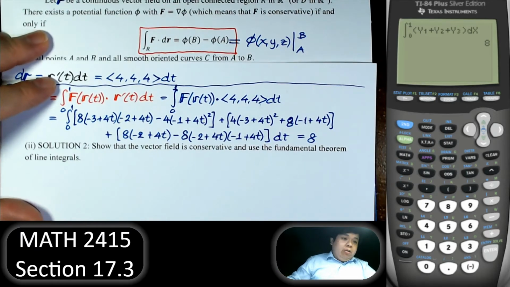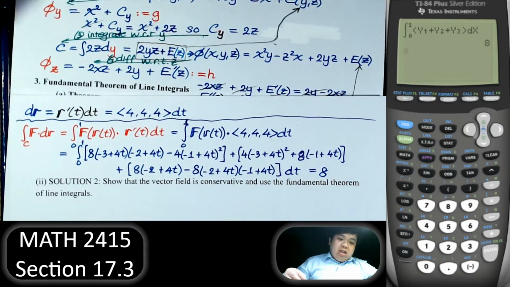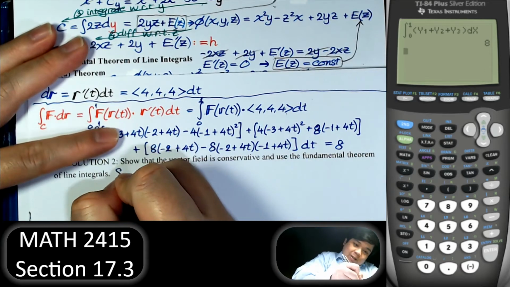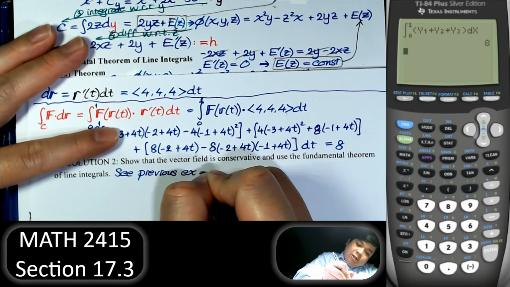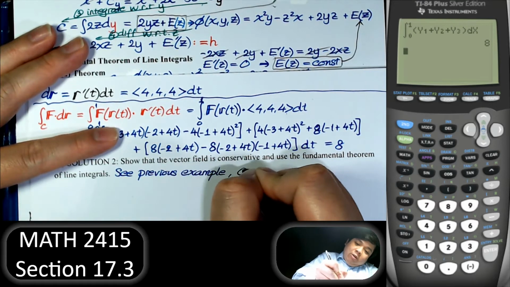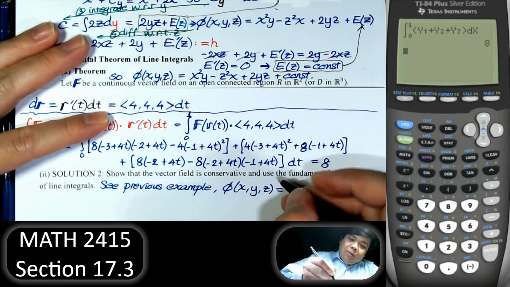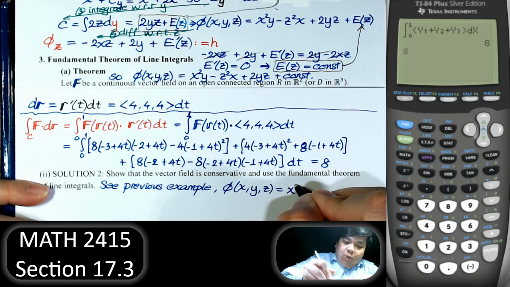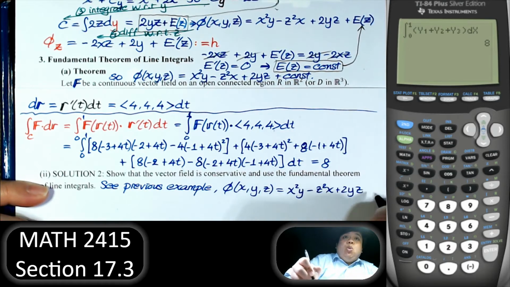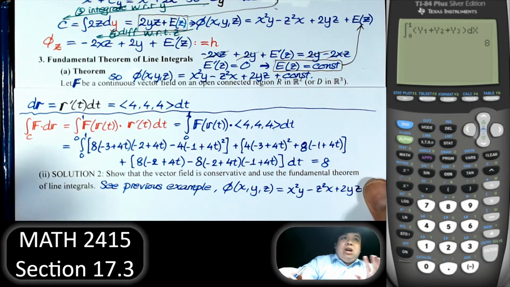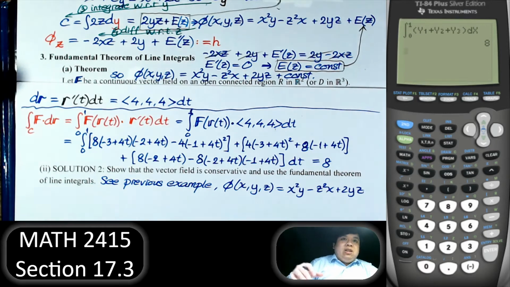Now, next we're going to use the fundamental theorem of line integrals. First of all, previously we have the potential function for this vector field. So see previous example. We have the potential function equal to this: x squared y minus z squared x plus 2yz, and we choose the one where the constant c equal to 0. So that's all we need. Just like in the definite integral, usually we just say the constant equal to 0.